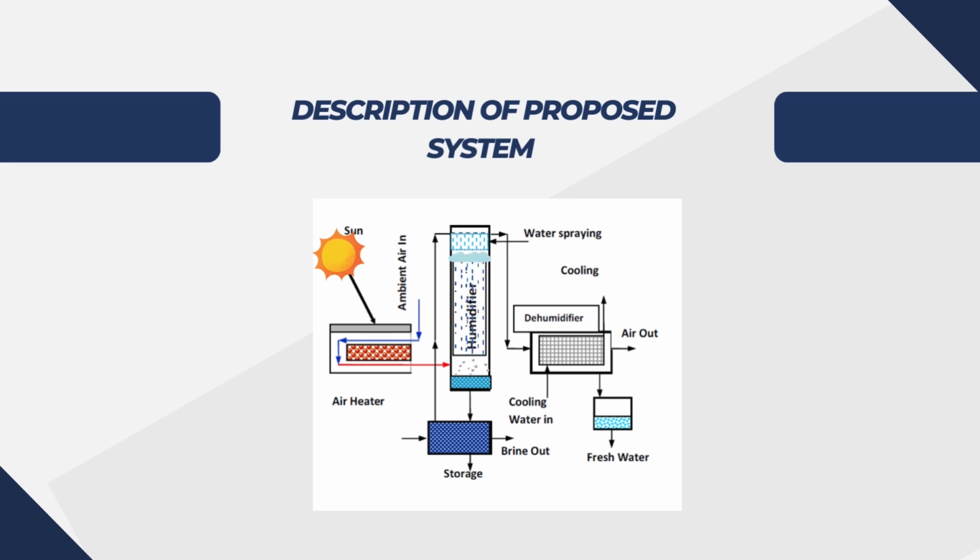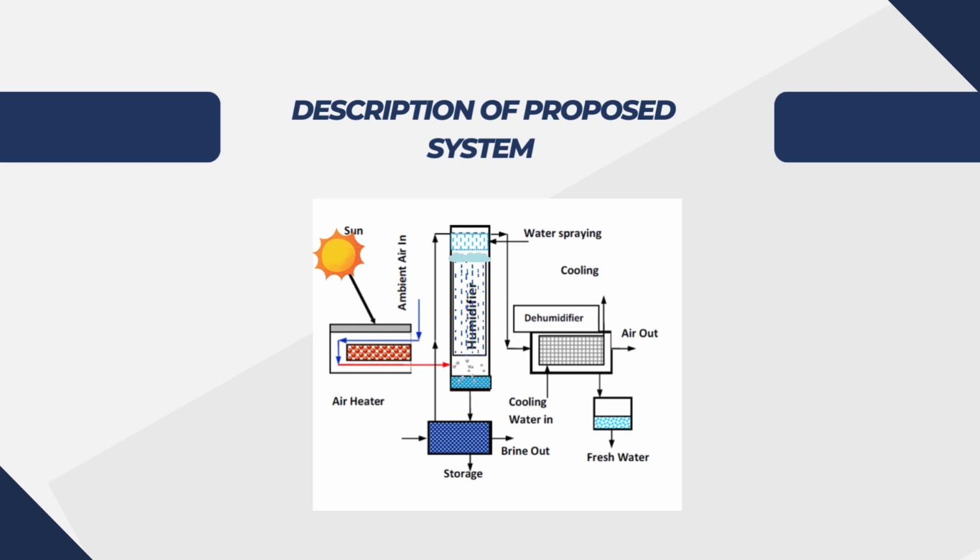Firstly, the process air at the ambient condition is forced to flow through the upper channel of the double pass flat plate solar air heater, where it is preheated. The preheated air is further heated by passing it through the lower channel of the solar air heater. Secondly, the heated air leaving the double pass flat plate solar air heater enters into the humidifier and is humidified by saline water that is coming from the water storage tank in the form of spray droplets.